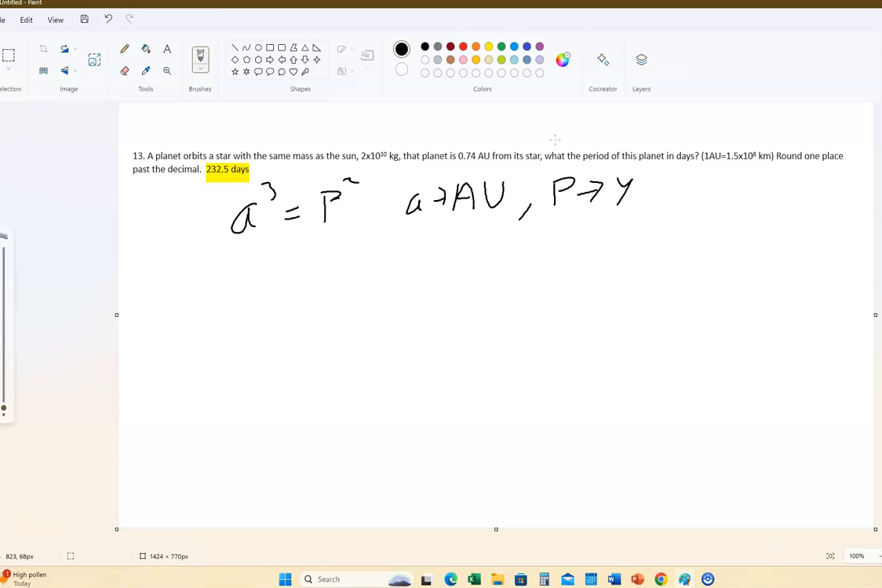So anyhow, we're going to use this equation, and we're going to solve for p. Since it's squared, I'm going to take the square root of both sides, so p becomes the square root of a cubed. We know what a is here, so it's going to be the square root of 0.74 cubed. That's already in the proper units.